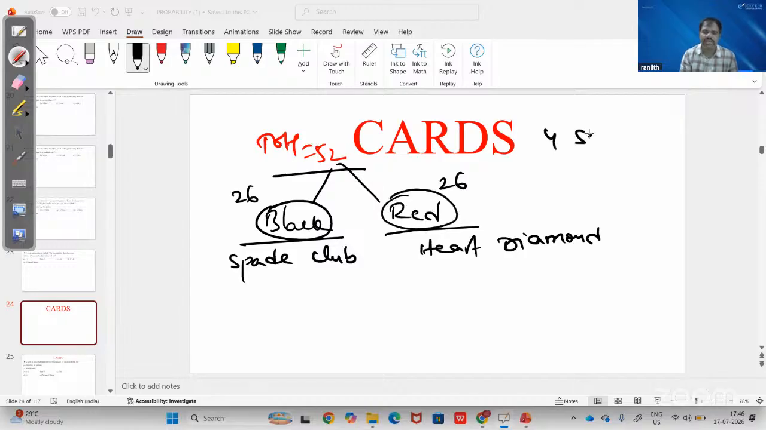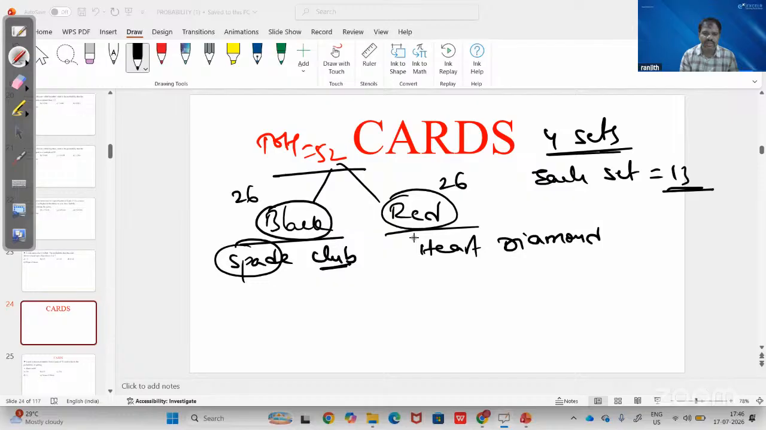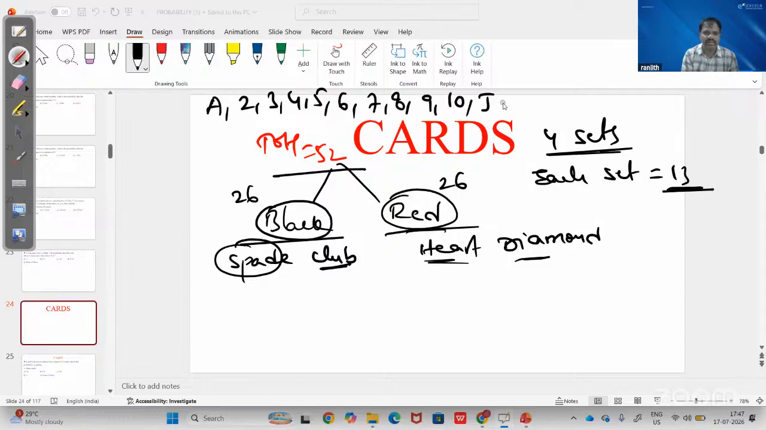So the total number of sets will be 4 sets. Each set will be equal to 13 cards. Black cards are spade and club. Red cards are heart and diamond. So each set will be equal to 13. What are the different types of cards we have in a set? A, 2, 3, 4, 5, 6, 7, 8, 9, 10, J, Q, K.